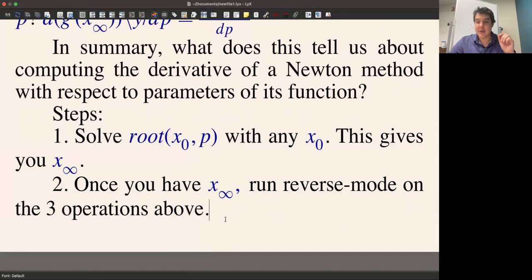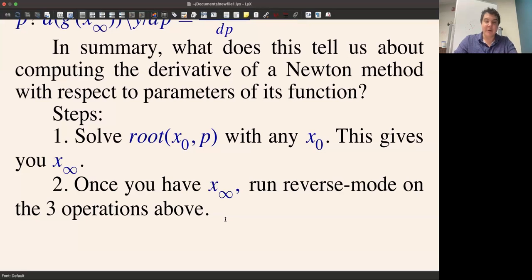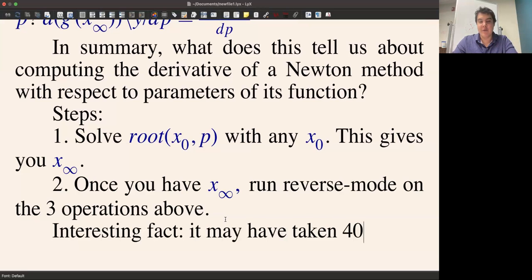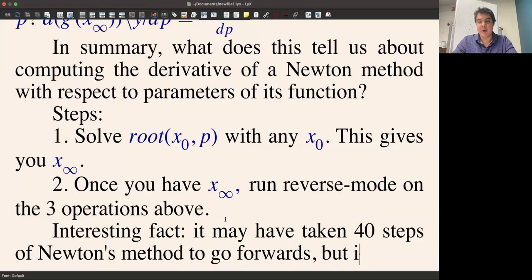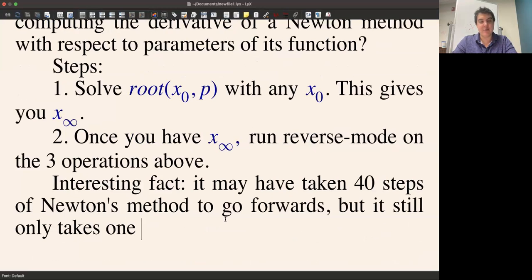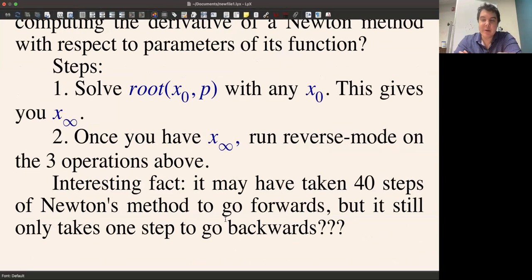And so the interesting fact is that it may have taken 40 steps of Newton's method to go forwards, but it still only takes 1 step to go backwards, right? And it seems a little bit weird at first, but if you actually think about it, this ends up being equivalent to the implicit function theorem.